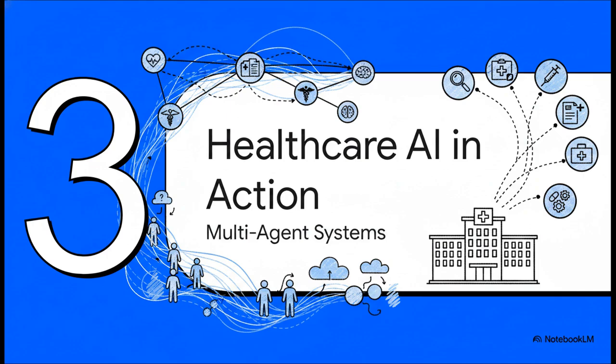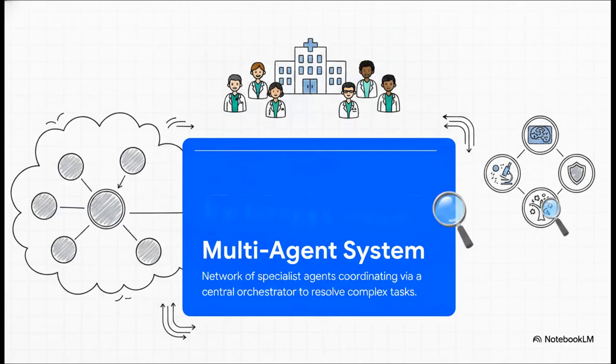All right, let's jump into Section 3, Healthcare AI in Action. So far, we've only been looking at the anatomy of a single agent. But what happens when we zoom out to the massive, complex scale of a modern hospital environment? A hospital isn't run by just one doctor doing absolutely everything, right? It's run by teams of specialists, and AI is scaling in the exact same way through multi-agent systems.